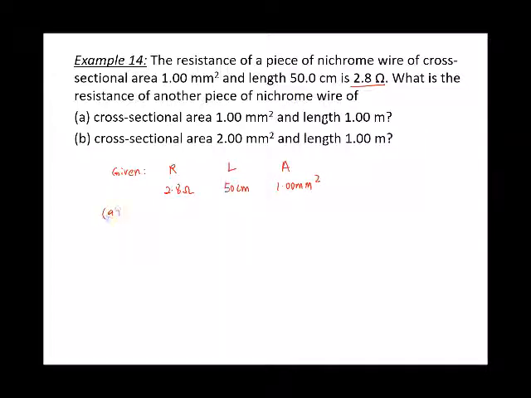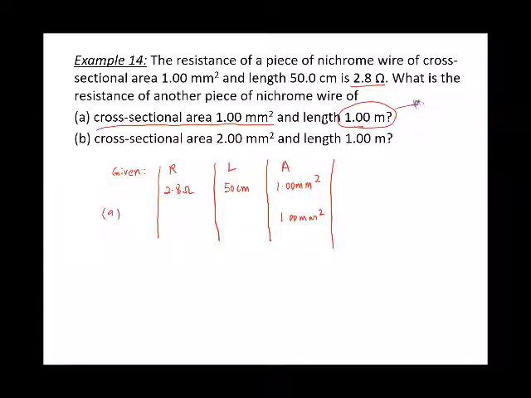Now let's take a look at part A. In part A, the cross-sectional area remains the same, so I don't need to do anything. Just write it down like that: cross-sectional area remains the same, so it's not going to affect the resistance. But the length is now 1 meter. 1 meter means this is 100 centimeters. So the length is now 100 centimeters.